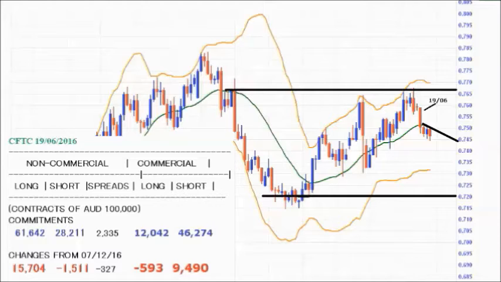Now, what are the commercials doing when speculators are trying to push it higher? Basically, smart money hedgers are selling the Aussie dollar. If you look at the ratio of longs to shorts, they hold 4 times as many shorts as longs. They're doing the exact opposite of the speculators. They've added in 9,490 shorts and they've taken out 593 longs.